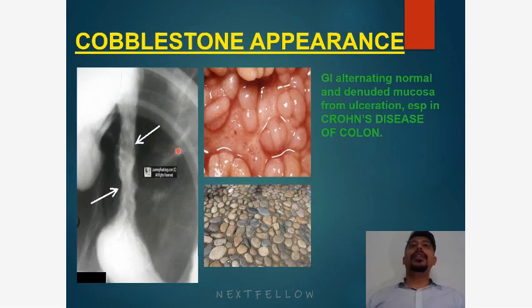Cobblestone appearance. So GI, that is gastrointestinal, alternating normal and denuded mucosa from the ulcerations, especially Crohn's disease. So how these cobblestones appear, and this is the resemblance of the cobblestones seen in the Crohn's disease because of the multiple ulcerations seen in the Crohn's disease.